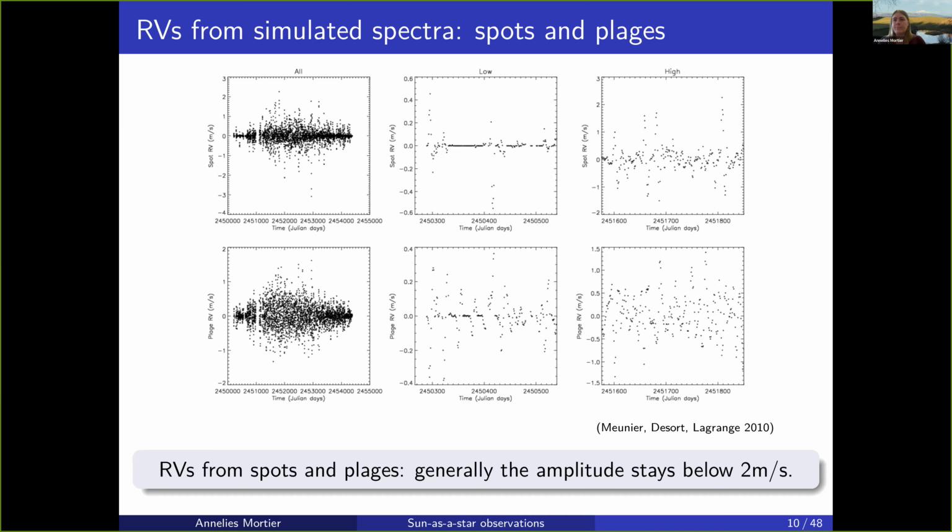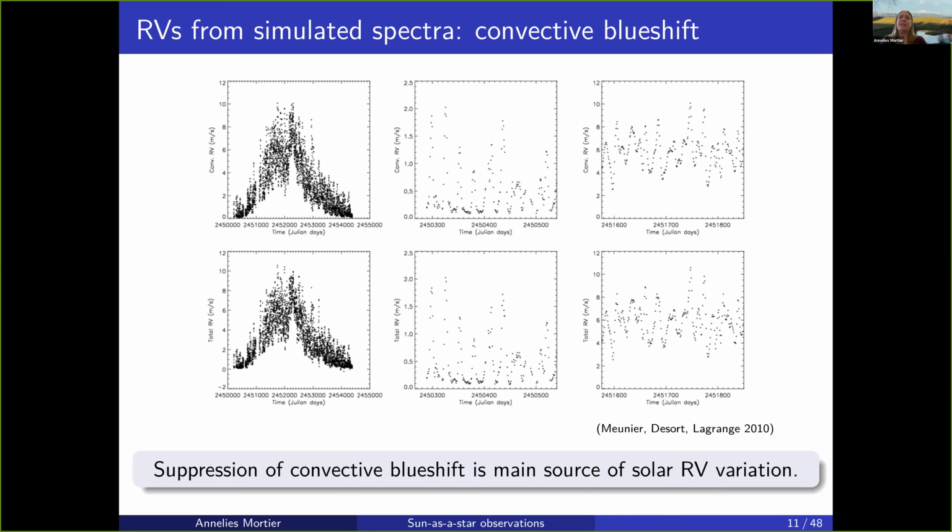The middle panel and the right panel are moments of low activity, where you can see for spots, sometimes it's literally a straight line at 0, and high activity moments where you do see some sort of variation, but you stay well within those 2 meters per second. Now, if we look at convection, suppression of convective blue shift in the top row, then that scale goes from 0 to 10 meters per second throughout a magnetic cycle. Again, with the zoom in during solar minimum and solar maximum.